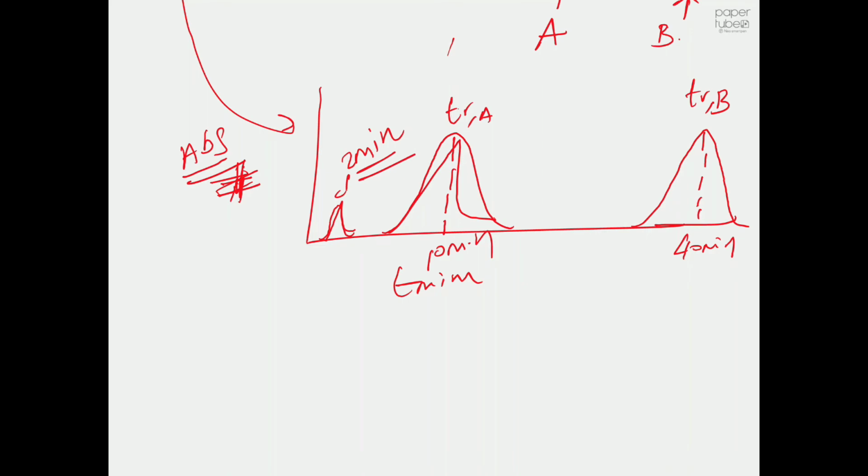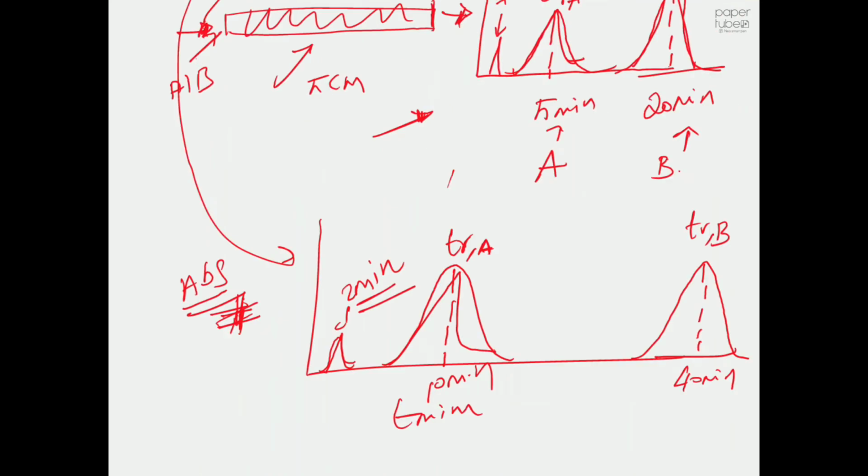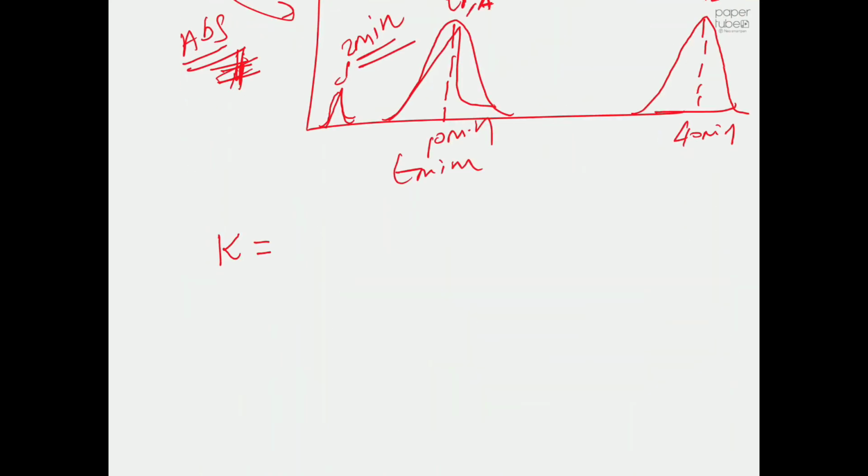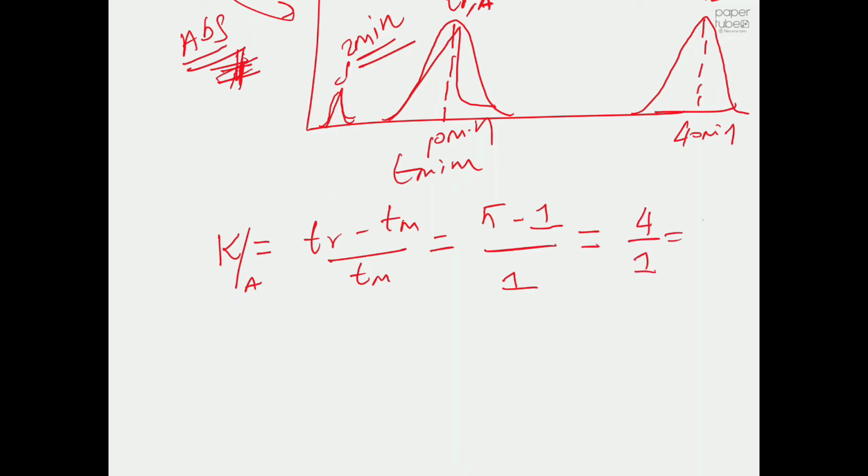So why do we have a retention factor? It's like retention time of A, retention time of B, retention time of A, retention time of B. So if you calculate the retention factor for column 1, K1, let's calculate the retention factor for compound A. That will be TR minus TM, divided by TM. So that will be equal to 5 minus 1 divided by 1, that is 5 minus 1, 4 divided by 1. That should be equal to 4.